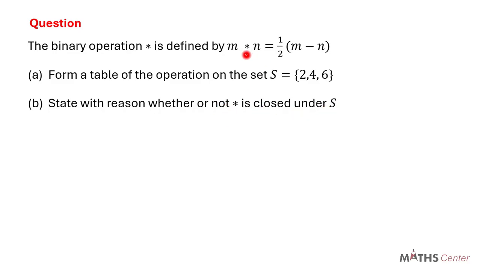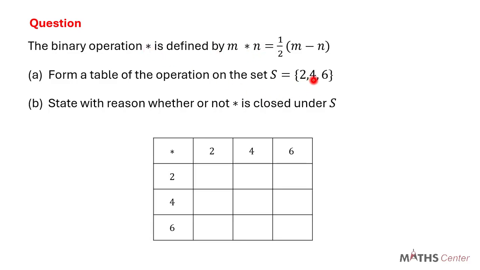So here we are going to form a table for the binary operation star on the set 2, 4, 6. So we will draw a table with 4 columns and 4 rows. In the first column, we will have star, 2, 4, and 6. And in the first row, we have star, 2, 4, and 6. So here we have to fill the table. We are going to fill the table using the definition of the binary operation. The definition of the binary operation is m star n is equal to half times m minus n.